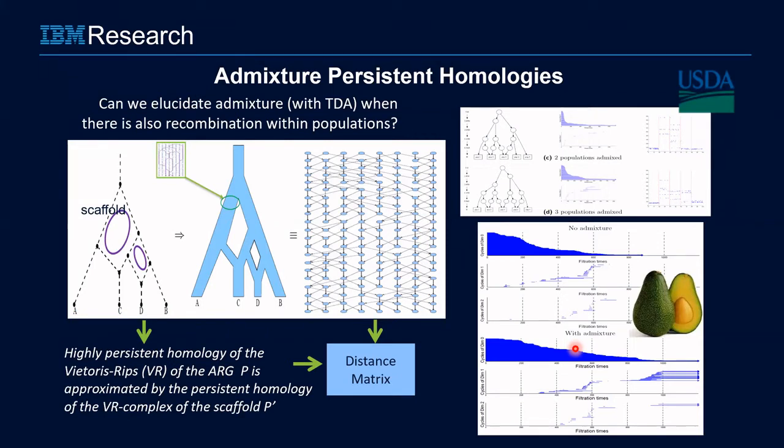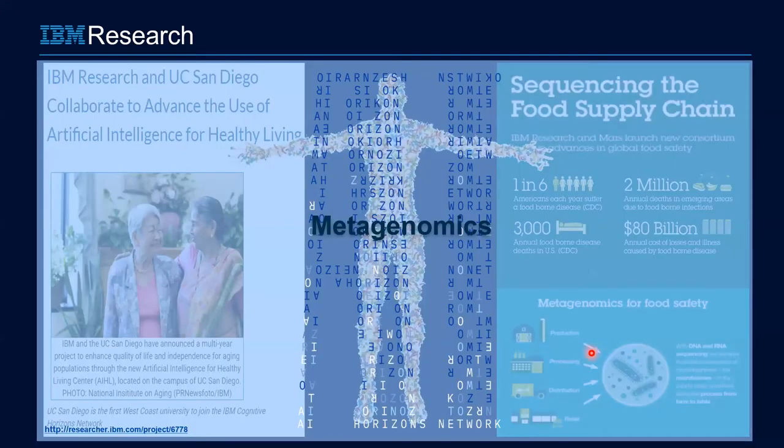Now I want to move on to another rendition of TDA, if you will, for a slightly different kind of problem. So again, many of you may know that we have been working on microbiome data in the context of sequencing the food supply chain. We are working on AI for healthy living with human microbiomes. This is work with Rob Knight. And so the next problem I pick from this space of metagenomics.